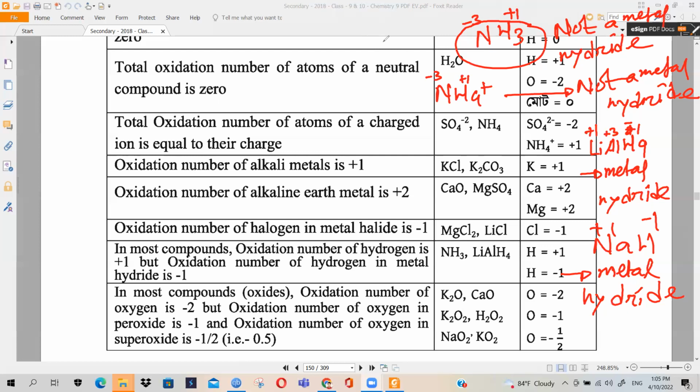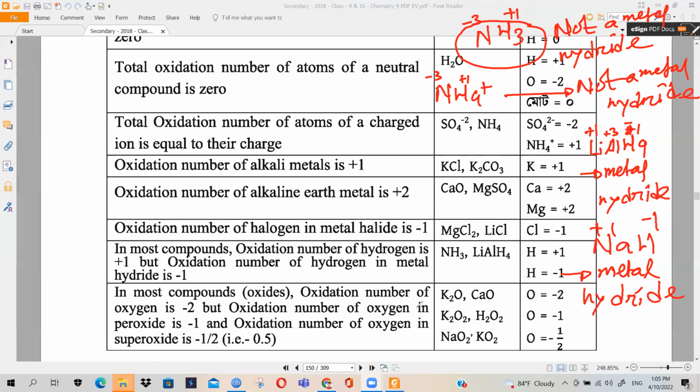Now, next up, in most compounds, oxidation number of oxygen is -2. Listen very carefully. In most oxides, you will see that the oxidation number of oxygen is -2. But in case of peroxides, oxidation number is -1, and in case of superoxides, it's -1. So how will you identify it?